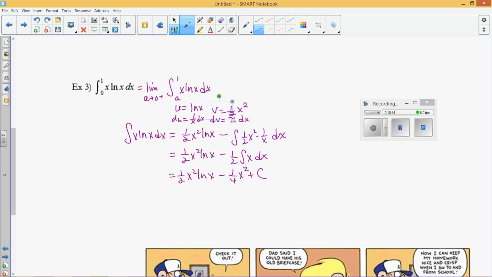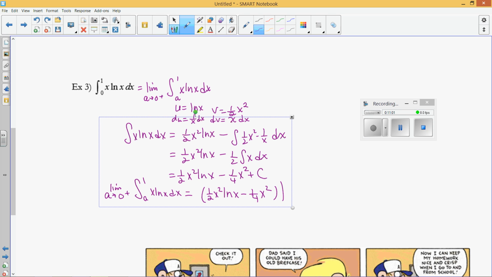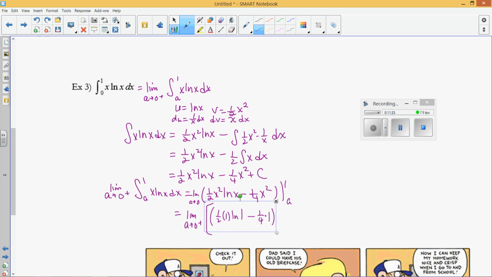So for ours, we were really taking the limit as a approaches 0 from the right, from a to 1 of x ln x dx, which means I really need to evaluate all of this stuff from a to 1, and this is the limit as a approaches 0. Now let's plug everything in. Limit as a approaches 0 from the right of 1 half times 1 times ln 1 minus 1/4 times 1, minus 1 half a squared ln a minus 1/4 a squared.